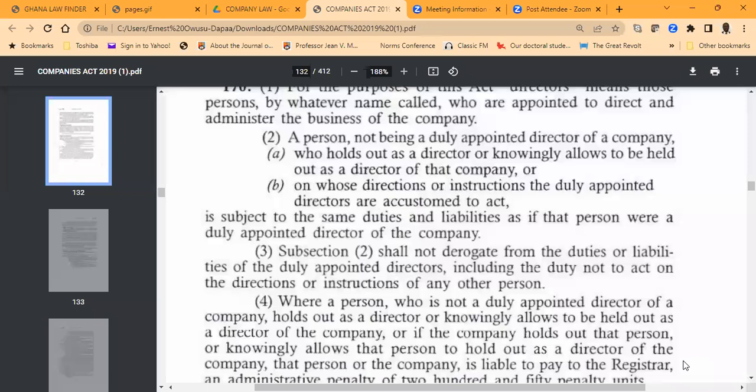Similarly, where you commit malfeasance or you indulge in wrongdoing vis-a-vis or in relation to the company during the period that you held yourself out, or you allow yourself to be held out as a director, or you were instructing or directing the duly appointed directors, you'll be made to face the same liability as a duly appointed director.